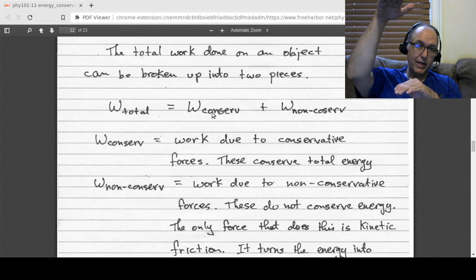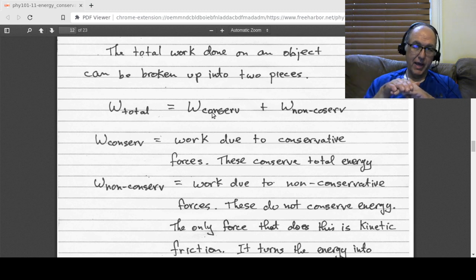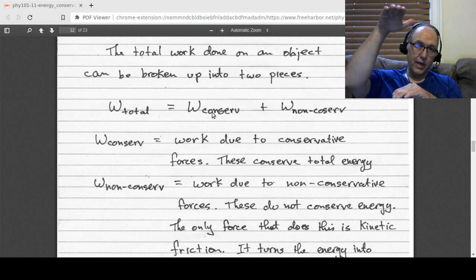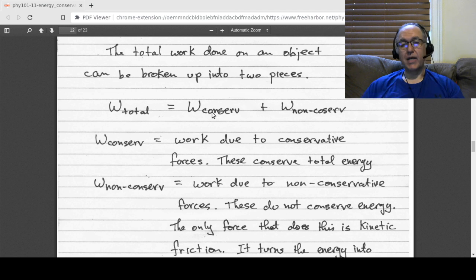You say, well, I want that energy back. Great, let go, and it comes back. Okay, lift it up, you're storing the energy, let go, and it comes back. So that's what potential energy is. It's basically, as the name suggests, potentially can become kinetic energy.